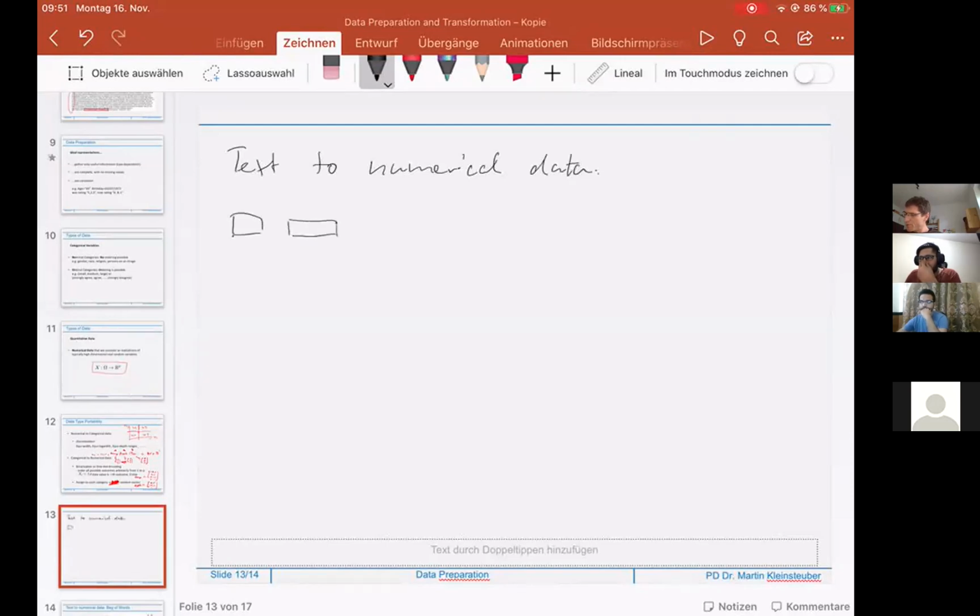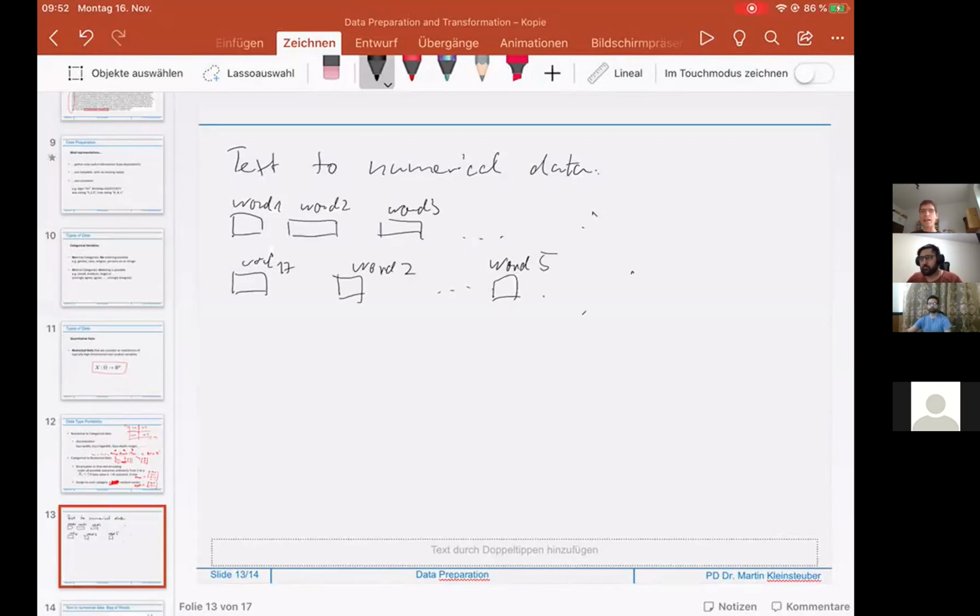and the text consists of words: word 1, word 2, word 3, and so on, and word 17, and then word 2 comes again, and then you have your word 5 perhaps here. This is how text looks, the concatenation of words. And what you could do is, you could say, well, I choose all the words that occur in all the texts that I want to analyze.